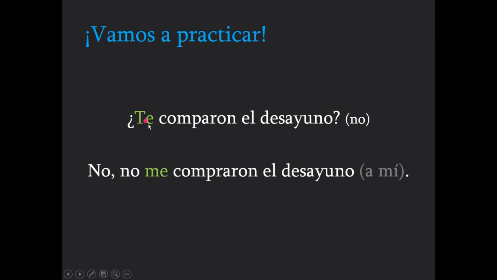And so just notice our te became me, our verb stayed because it's they in the question and they in the answer. And then a mí over here is grayed out because once again there's no real reason to clarify me. You can't be confused with anybody else, not like le, which sometimes has to be clarified. You could put this on there if you wanted to give emphasis. You could say no me compraron el desayuno a mí, but it's not necessary because me can't be anybody else.